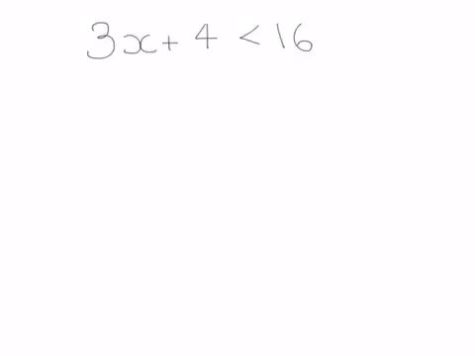If I want to solve an inequality, it's exactly the same as solving an equation, except for one tiny little thing. But in this example, it's exactly the same as solving an equation. So we want to get the x by itself. First thing we get rid of is the 4, but whatever you do to one side, you do to the other. So you're left with 3x is less than 12.